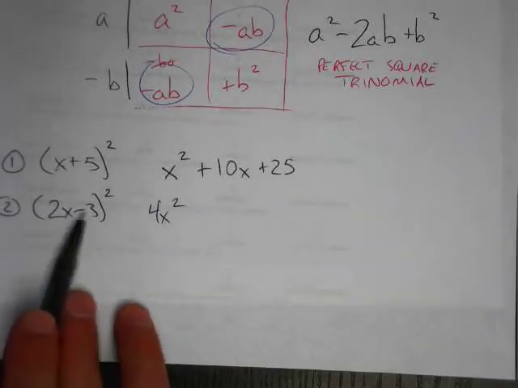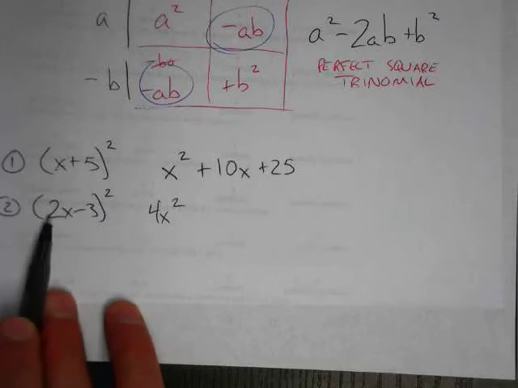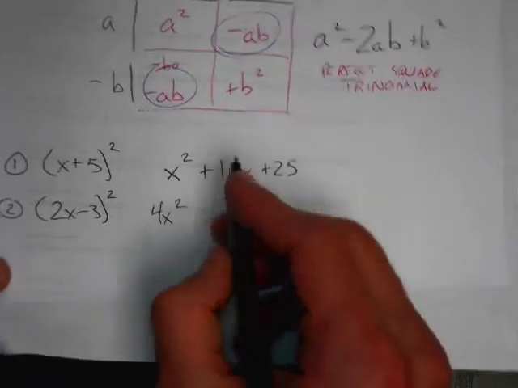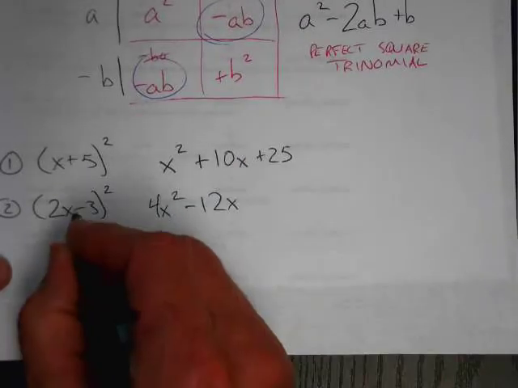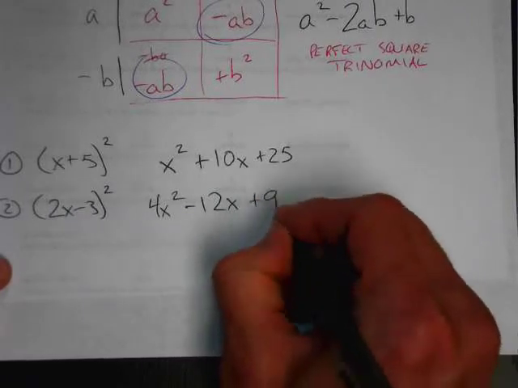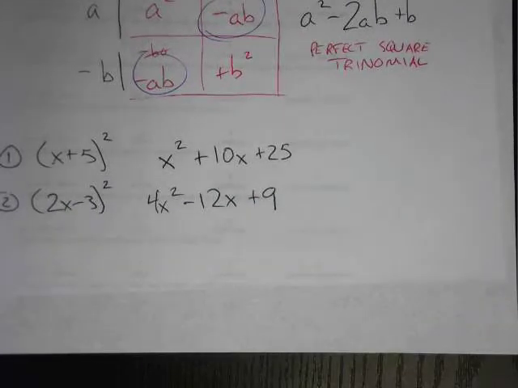2 times the two terms multiplied together. 2 times 3 is 6, so 6x, and double that, 12x, right? And then the last term squared, plus 9. Okay, so we can use that shortcut if you want.